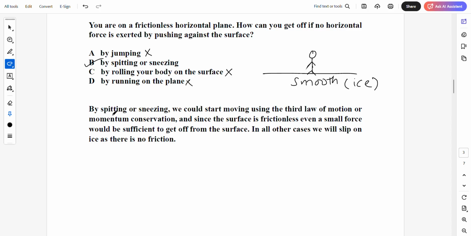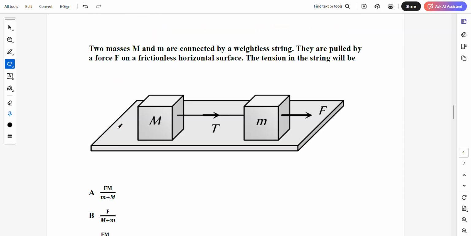Explanation I have given here. By spitting or sneezing, we could start moving using the third law of motion or momentum conservation. And since the surface is frictionless, even a small force would be sufficient to get off the surface. In all other cases, we will slip on ice as there is no friction. Hope you understood this. We will go to the next problem.